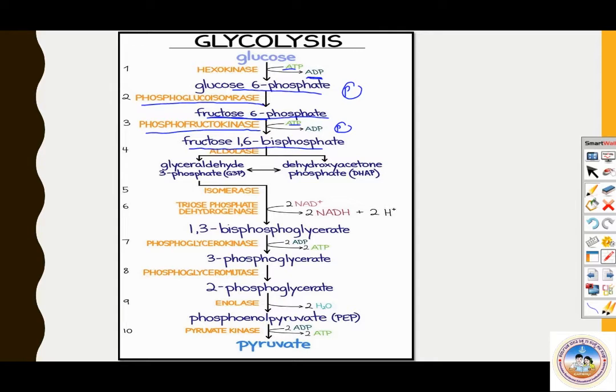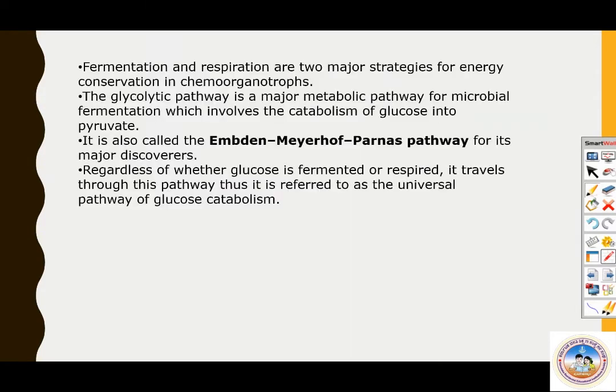Now I will explain this a little more. Please see over here, children. Fermentation and respiration are the two major strategies which I already told you. Am I clear to you? So usually the glycolytic pathway is a major metabolic pathway for microbial fermentation, which involves the catabolism of glucose into pyruvate. So what is happening? Glucose is getting converted into what? Pyruvate. It is also called the EMP pathway because the persons who discovered it were Embden, Meyerhof and Parnas. So glycolysis is also called, what, children? The Embden-Meyerhof-Parnas pathway, or the EMP pathway.